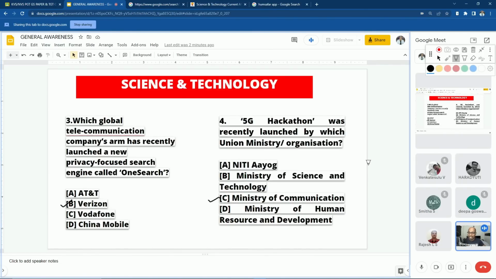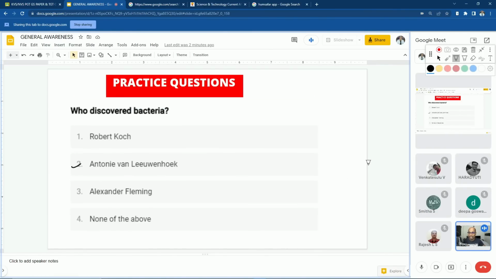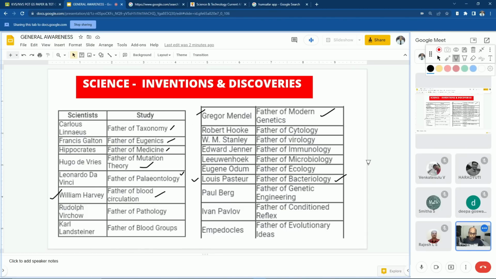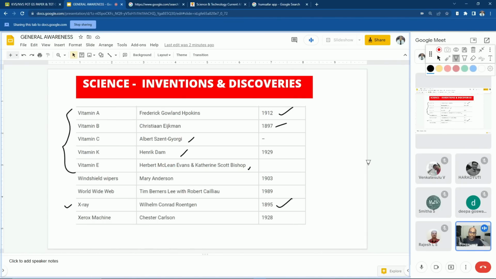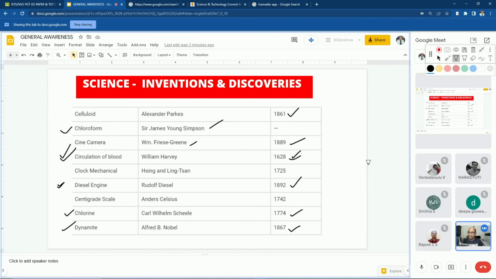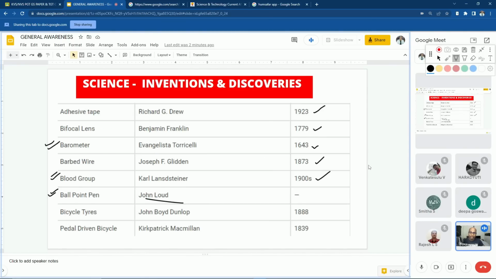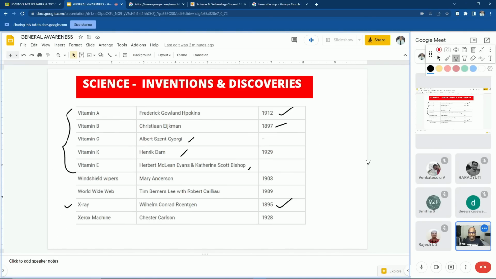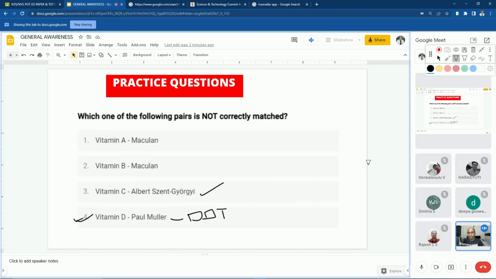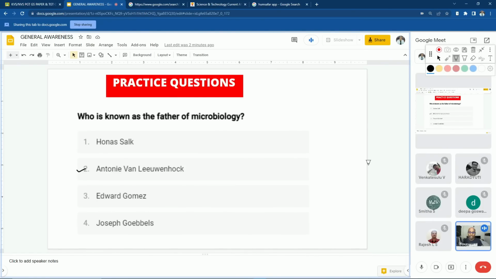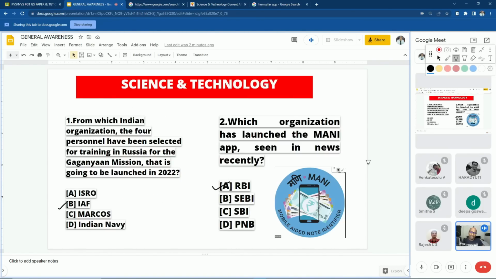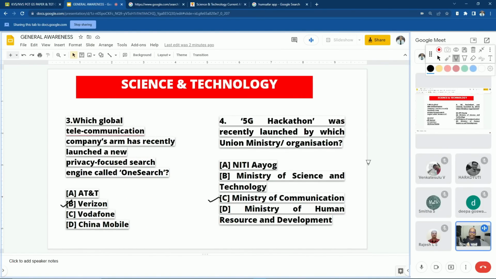So now let us quickly recapitulate what we learnt in this class. We have learnt only one topic but in two different methods. The static science is about inventions and discoveries we learnt, and then we have learned science and technology. What is science and technology? Few questions we practiced. Whatever we know in the science, we have to apply with current affairs. So when you mix current affairs with science, it forms science and technology.